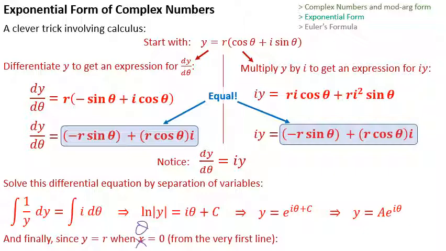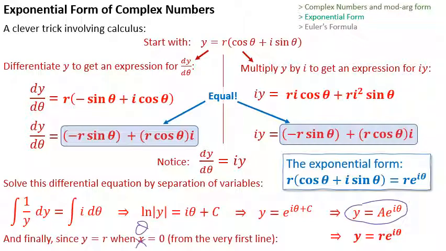we know that y equals r when theta equals 0. We put in 0, r times cos 0 plus i sine 0. Well, cos 0 gives us 1 and sine 0 gives us 0. So the imaginary bit disappears. We're left with r times 1. So y must be equal to r. If we put that, y equals r when theta equals 0, into our new expression here, then we can find the value of a. Once we've got a, we realize that a is just equal to r, and that gives us this. Y equals r e to the i theta.